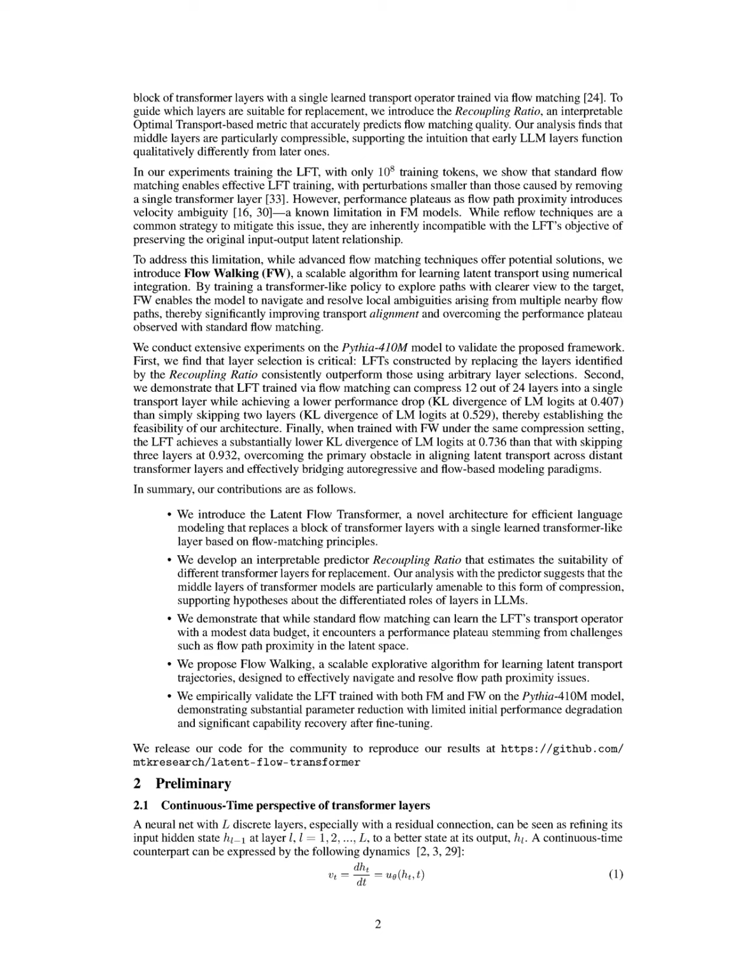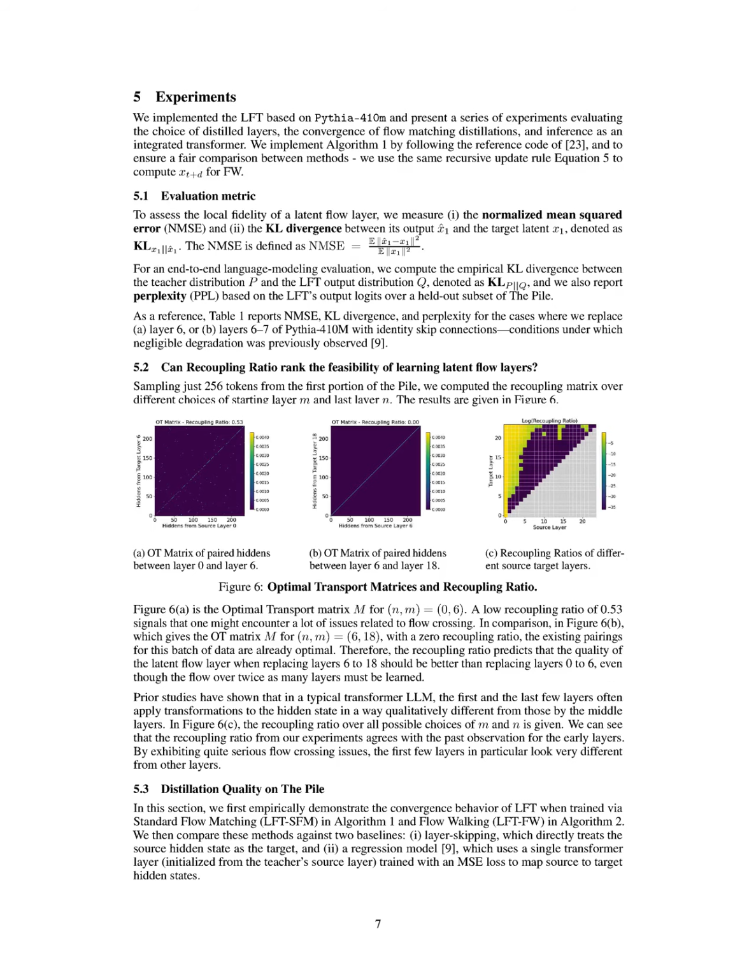The implementation of the recoupling ratio serves as a critical tool for layer selection, accurately predicting the quality of flow matching by quantifying the alignment of latent pairings, which helps to identify the most compressible middle layers. This targeted approach not only mitigates flow crossing issues, but also ensures that the LFT can effectively learn the latent transport mappings necessary for high-quality language modeling. Overall, the combination of these innovations allows the LFT to bridge the gap between autoregressive and flow-based modeling paradigms, achieving improved performance metrics such as lower KL divergence compared to traditional methods.